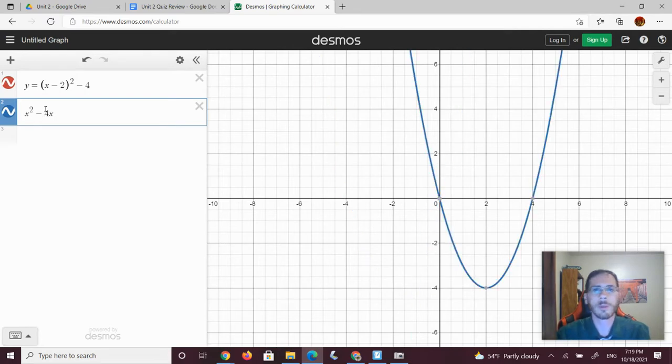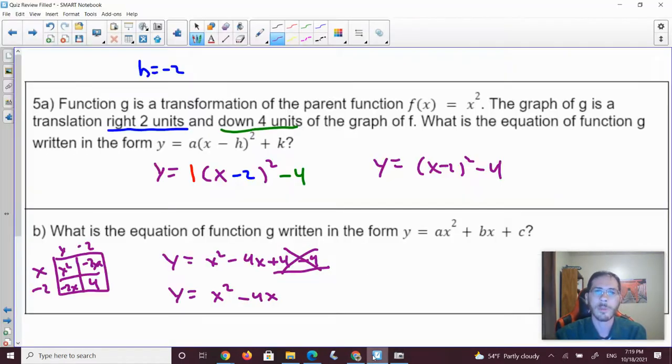We had minus 4x. And again, yeah, those look like they're the same. So I'm pretty happy that I did the algebra correctly. If I check at my vertex down here, it looks like I'm going to the right 2 and down 4, which is what the question asked for. So I feel like that's pretty good. I feel like I'm pretty confident with number 5.